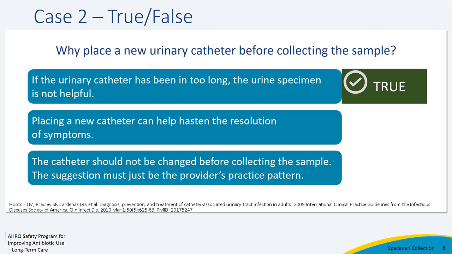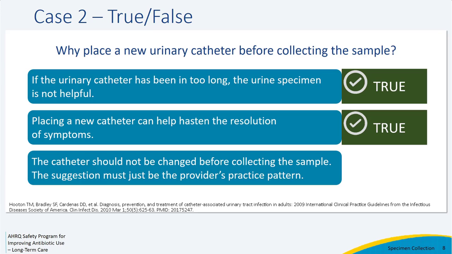A new catheter should be placed before obtaining the specimen. 2. Placing a new catheter can help hasten the resolution of symptoms. This is also true. If a urinary catheter has been in place for more than 2 weeks, a new catheter can help hasten the resolution of symptoms and reduce the risk of subsequent catheter-associated urinary tract infection or bacteriuria. We believe that the reason for this is that removing a heavily colonized catheter may remove the nidus for infection.